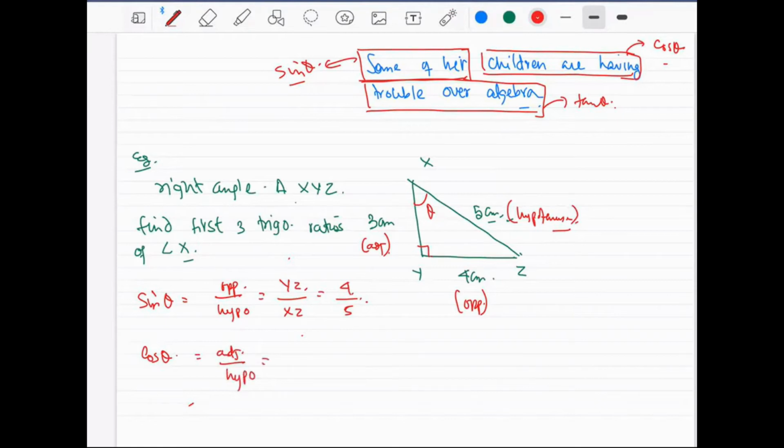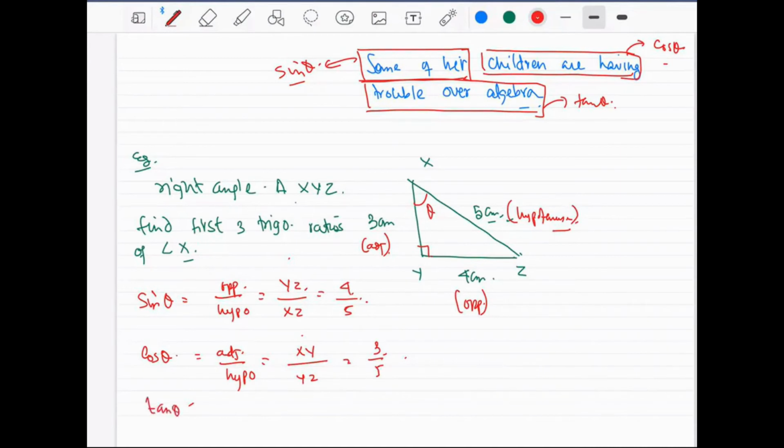So according to the right angle triangle, the adjacent side is XY and the hypotenuse is YZ. Let me just write the names first. Put in the value: 3 divided by 5. That was the cos ratio, the third one actually.